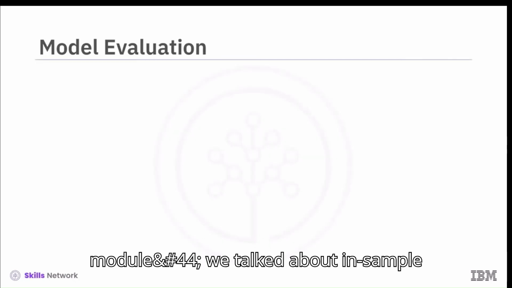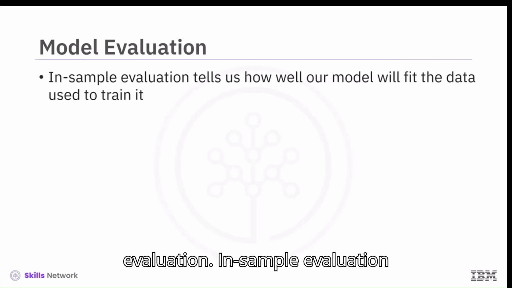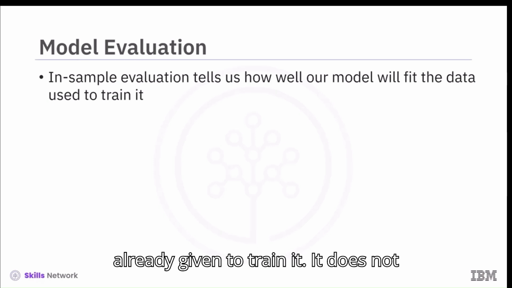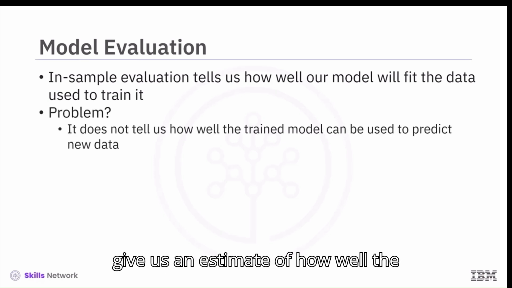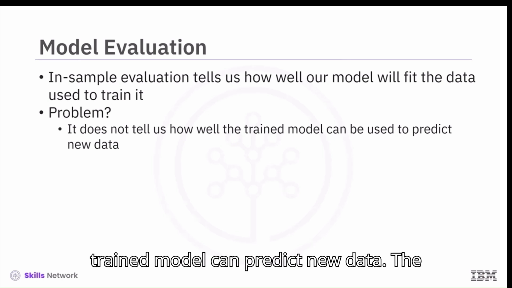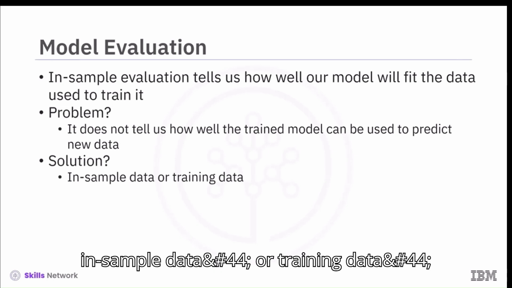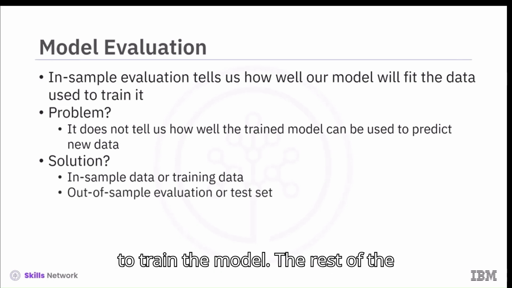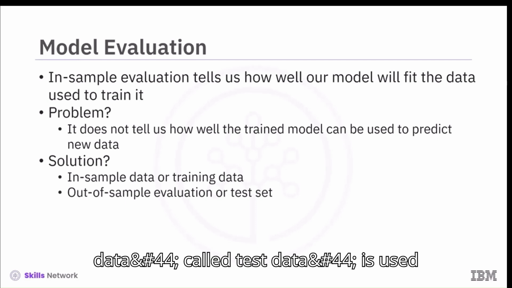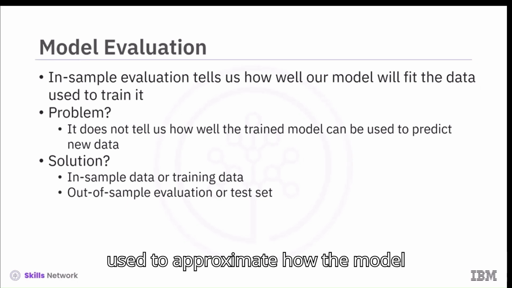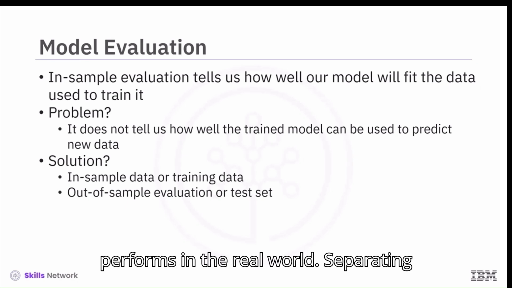In the previous module, we talked about in-sample evaluation. In-sample evaluation tells us how well our model fits the data already given to train it. It does not give us an estimate of how well the trained model can predict new data. The solution is to split our data up, use the in-sample data or training data to train the model. The rest of the data, called test data, is used as out-of-sample data. This data is then used to approximate how the model performs in the real world.